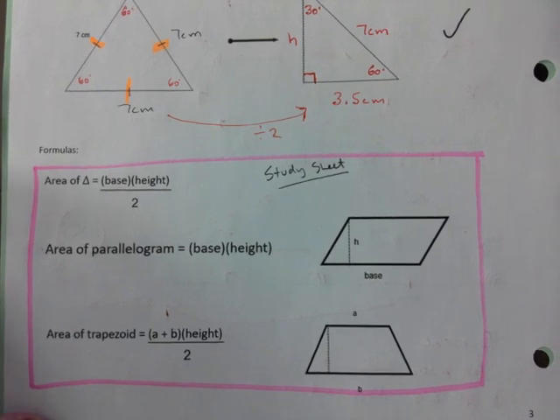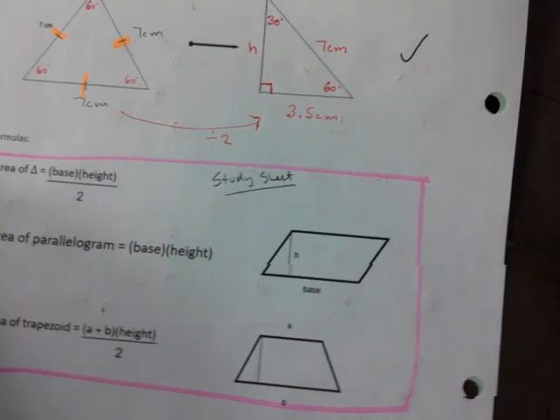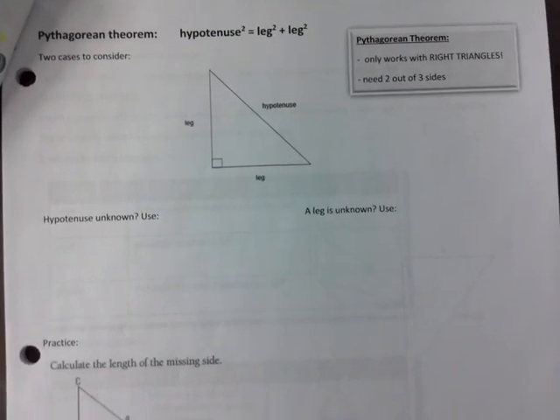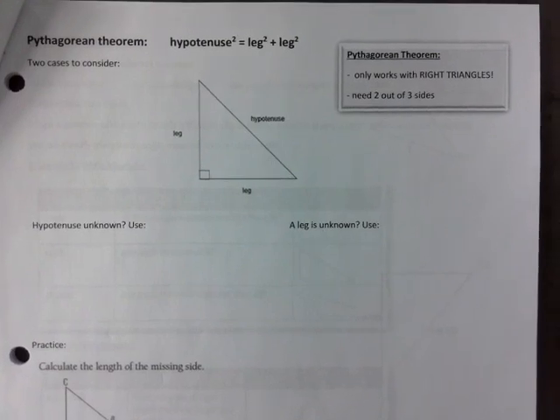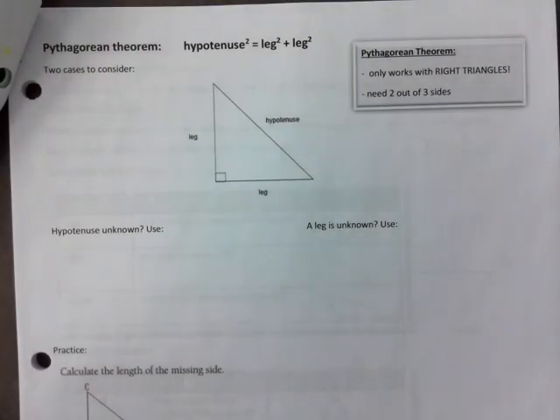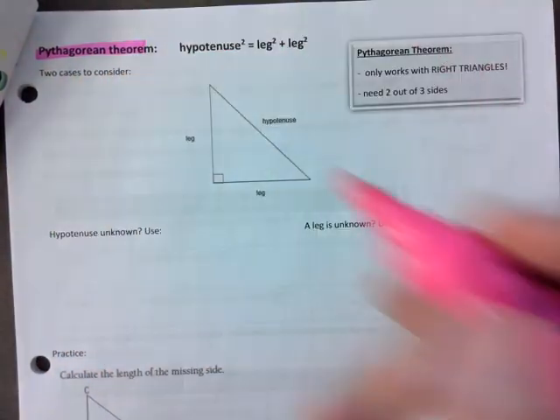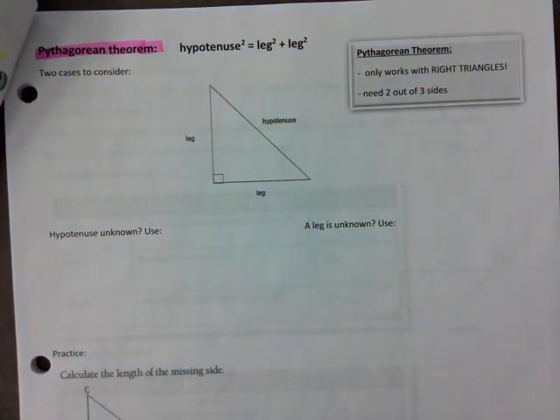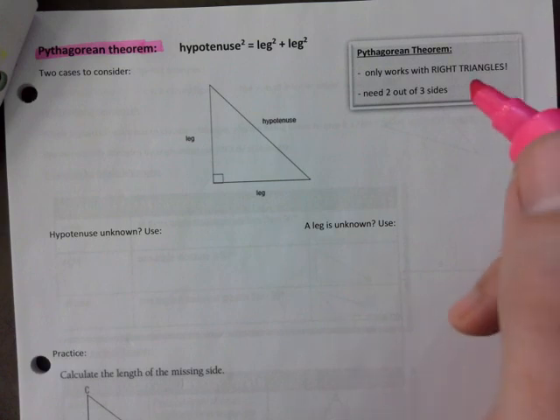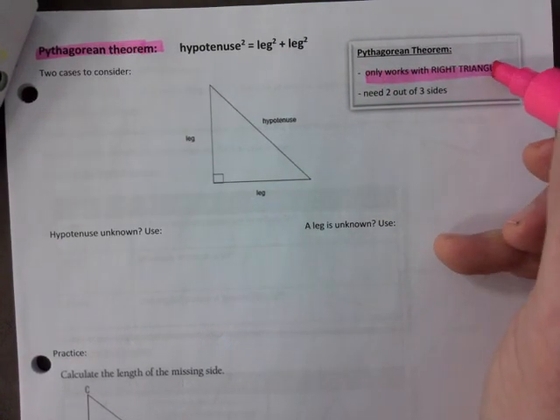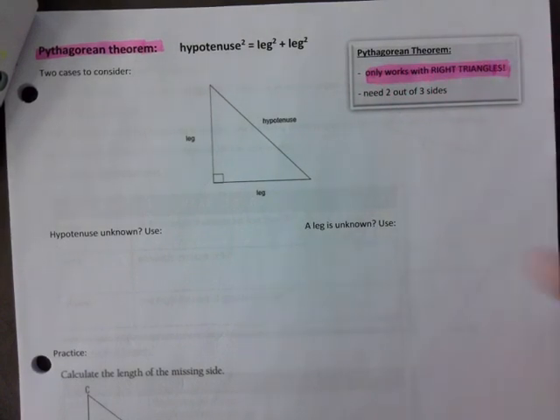So Pythagorean theorem, I'm going to review that real quick. I'm going to give you the shortest lesson on Pythagorean theorem, the shortest way, the quickest way of doing that, okay? So I'm going to highlight that. Lets me know that I covered this. Only works with right triangles. Remember that. It only works with right triangles. It doesn't work with any of the other ones.